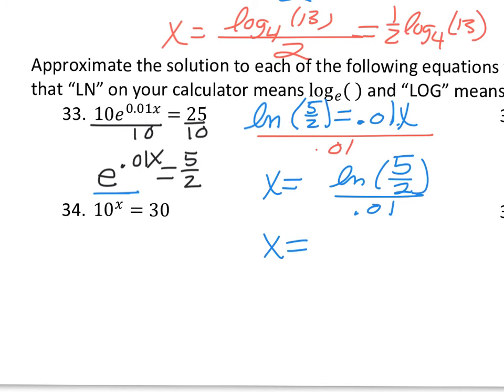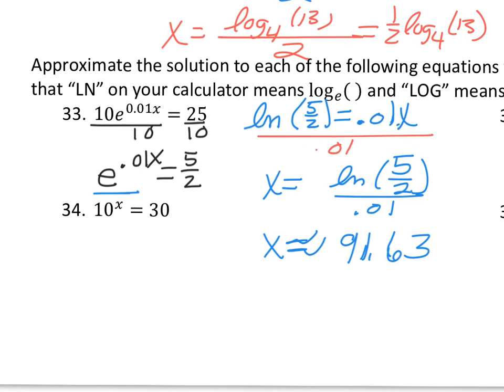Let's use our calculators. You're going to hit the natural log key, you'll get ln with a parenthesis. Type in 5 divided by 2, end the parenthesis, then hit the division sign and 0.01. And when you do that, you are going to get approximately 91.63 to the nearest hundredth. Your worksheet should say hundredth. I'm not sure, I don't have that in front of me. So if it's thousandth, take it to the next one.